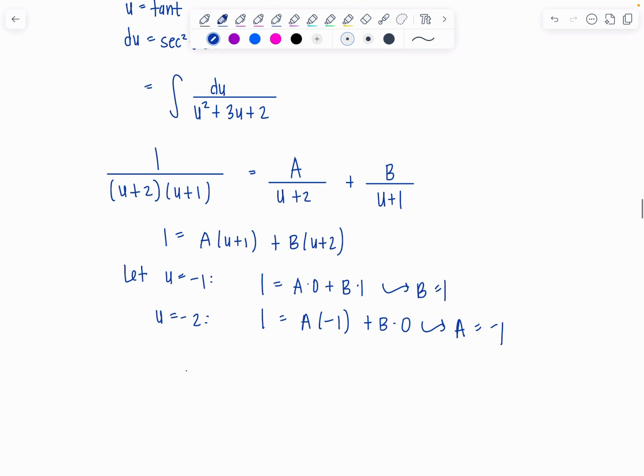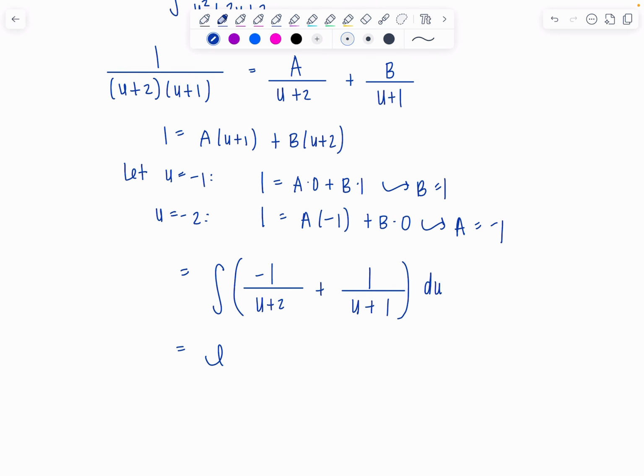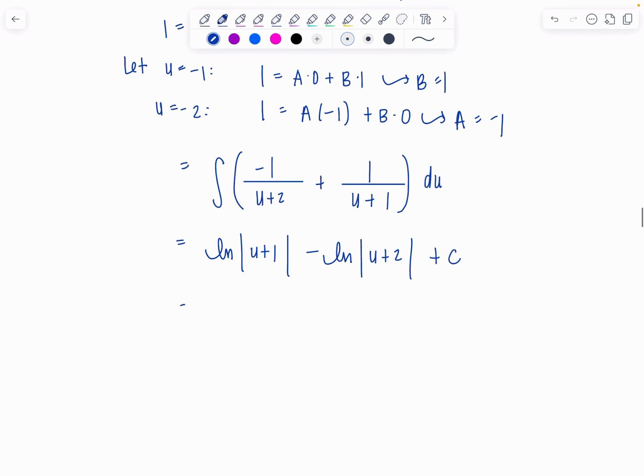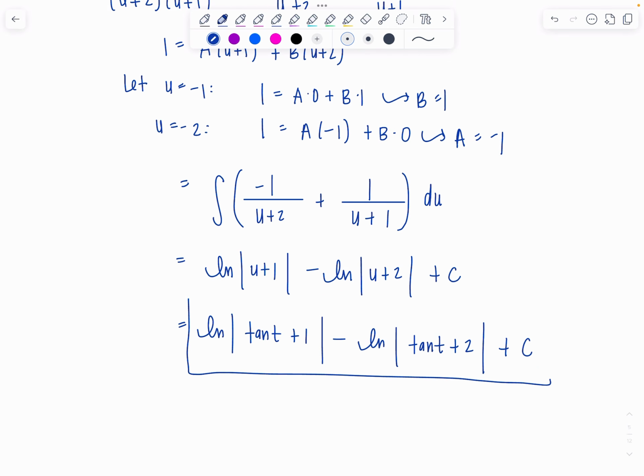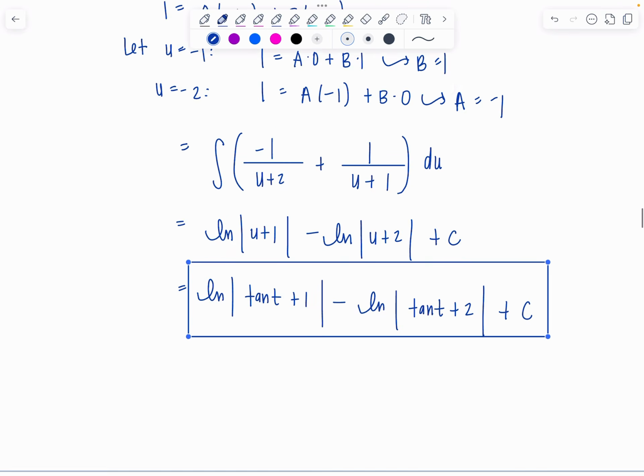So then we can rewrite our integral. And I'll have A is negative 1 over u plus 2 plus B is positive 1 over u plus 1 du. Let me put the positive one first, let's put our best foot forward. So ln absolute value of each of the denominators. And then remember, u was tangent t. And some of them combined it into a single logarithm. Some left it. I don't really care, as long as you get to here, we're good. It was t, right? Yeah, perfect. Okay, very good. Moving on.